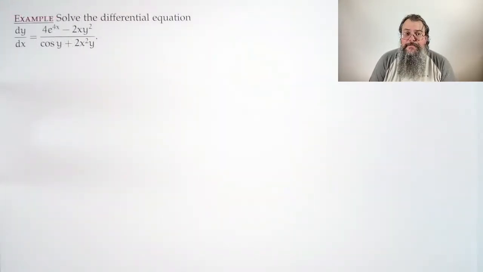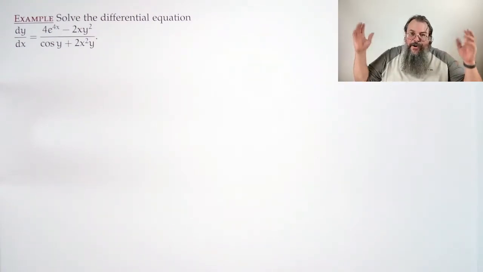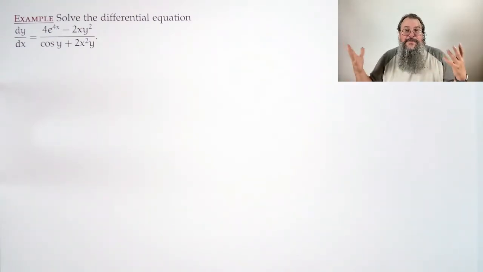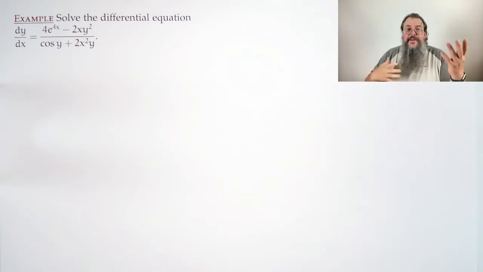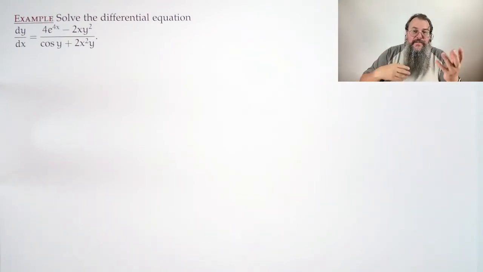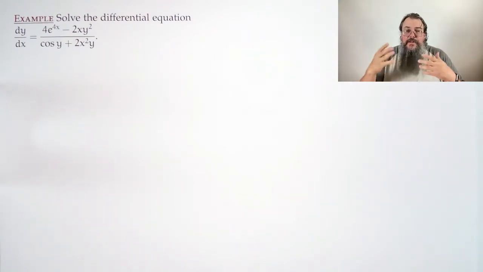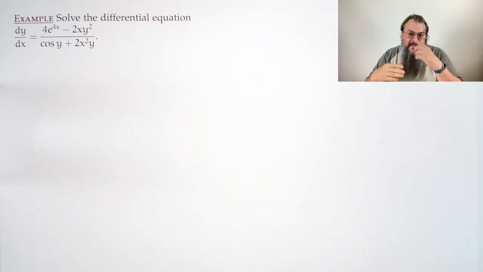Let's do another problem. Solve the differential equation dy/dx equals 4e to the 4x minus 2xy squared, divided by cosine y plus 2x squared y. And again, we look and say, hopeless, hopeless. I mean, look at how the y's are there and the x's are there. Some things are in a function, some things are out of function. There's no simple technique. There's no substitution. Which means when it's hopeless, we go for exact.